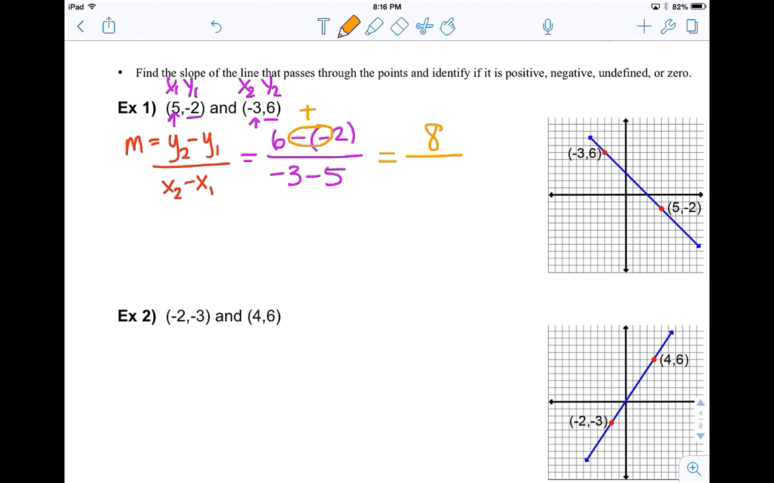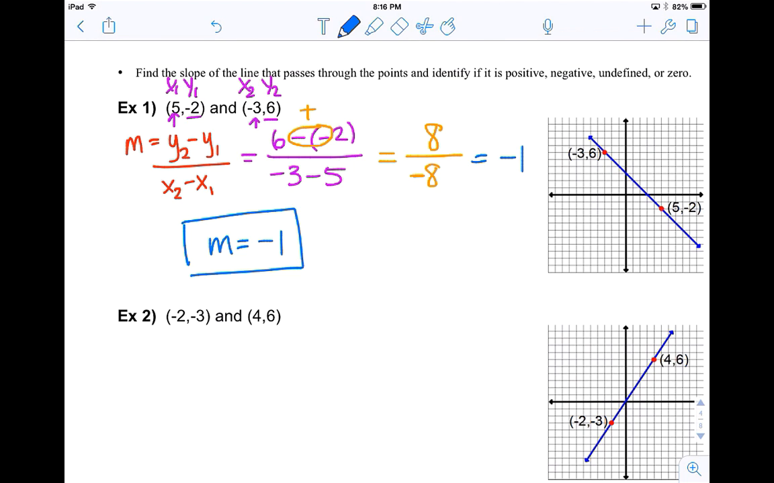Then in the denominator, we have negative 3 minus 5. When both of our numbers are negatives, we can add the numbers and keep the negative sign. And then we'll simplify that fraction one step further. So 8 divided by negative 8 gives us negative 1. So through all that simplifying, we got m equals negative 1.